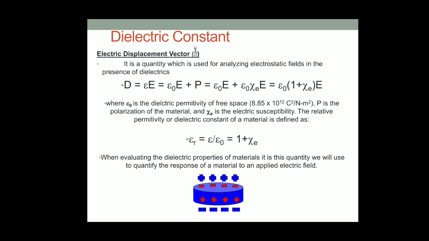Now comparing these two equations, we have the electrical flux density D is equal to epsilon naught into 1 plus psi E into E. Here epsilon naught is the dielectric permittivity of the free space, P is the polarization and psi E is the electrical susceptibility. Therefore, the relative permittivity or dielectric constant is defined as the ratio between the permittivity of the material to the permittivity of the free space, which is equal to 1 plus psi E.